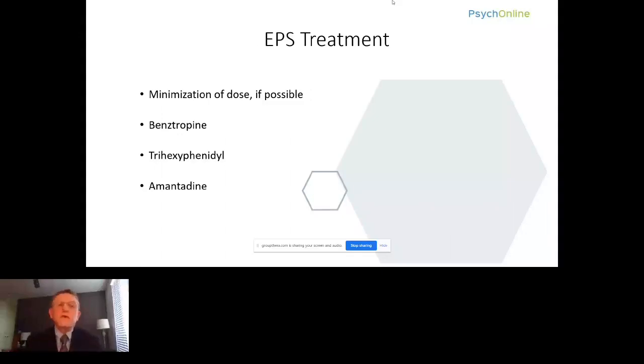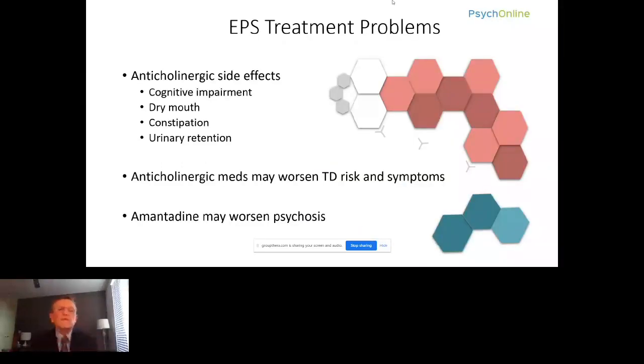What is the treatment for EPS? Well, we're always told to minimize the dose if possible. And as you probably know from practice, yeah, you can do that, and they're still going to need the treatment and they're still going to have the problem. So you might want to add in either benztropine, trihexyphenidyl or Artane, or amantadine. Now, what are the problems with doing that?